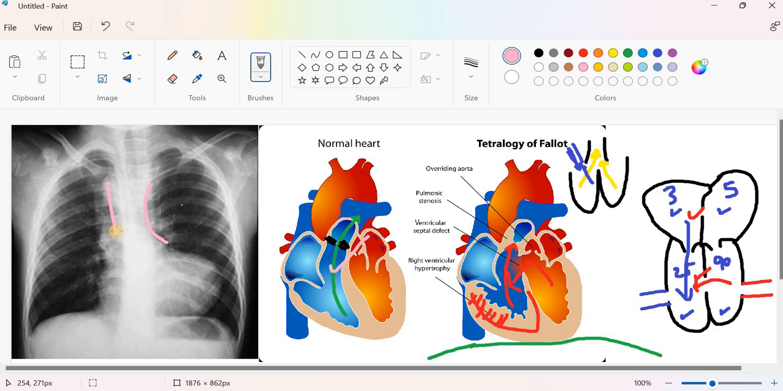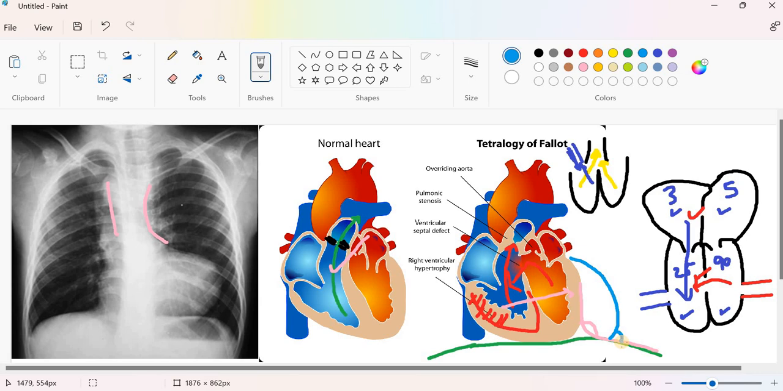Okay, what about the coeur en sabot, the remaining part of the boot? If you look at it, you will find that the apex is not resting on the diaphragm making an obtuse angle. It is not like that. So what is it like? When the right ventricle enlarges, it pushes the left ventricle more laterally. So you will find the angle converted into an acute angle, not an obtuse angle.